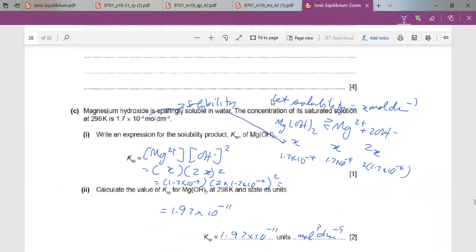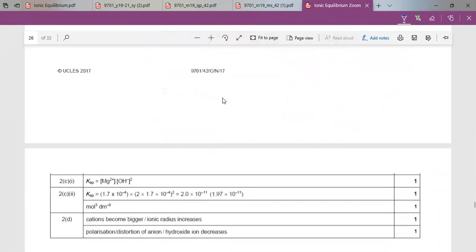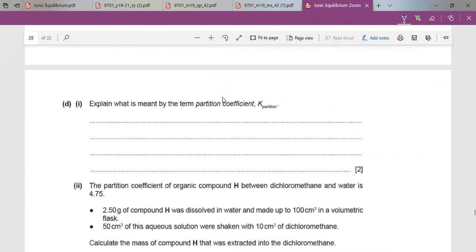Now here, calculation. The hydroxide is very soluble in water, concentration and so on. This is the same thing. Remember the equation here. The ions are on this side. This is the expression. Let solubility be X moles per dm cubed. X, 2X, and put inside here. Solve the problem. Very simple, very straightforward. I mean, you cannot go wrong.